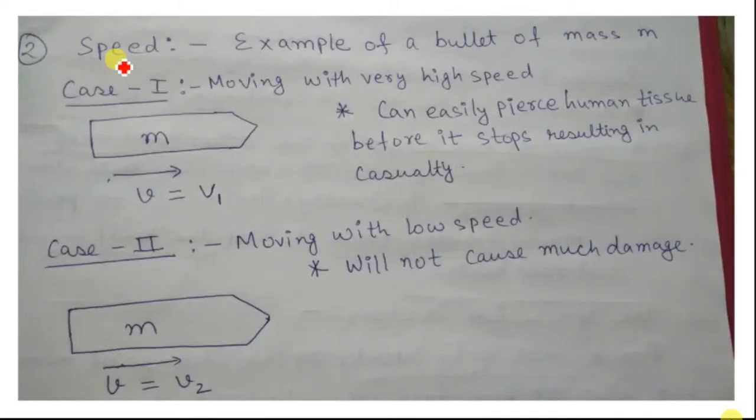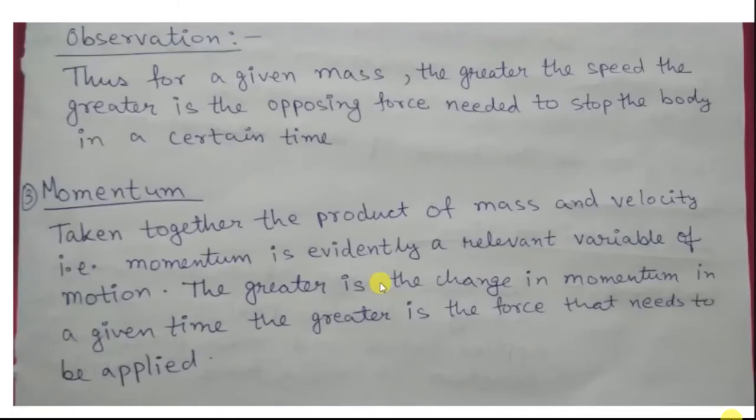Another important parameter is speed. Let us take an example of a bullet of mass m. In case 1, the bullet is moving with very high speed v1. We know that in this case, it can easily pierce the human tissue before it stops, which results in casualty. While in the second case, the bullet is moving with very low speed v2, and we know that it will not cause much damage. So our observation is, for a given mass, the greater the speed, the greater is the opposing force needed to stop the body in a certain time.